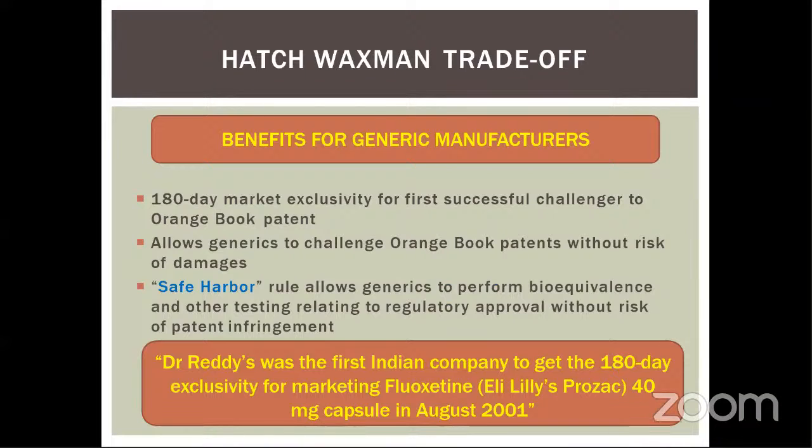So what is the benefit for the generic manufacturer? For the generic manufacturer, there is 180 days market exclusivity for the first successful challenger to an Orange Book patent, and it also allows generics to challenge an Orange Book patent without risk of damages. See, here I have given one example. Dr. Reddy's was the first Indian company to get the 180-day exclusivity for marketing fluoxetine 40 milligram capsules, the Eli Lilly product marketed as Prozac, in August 2001.